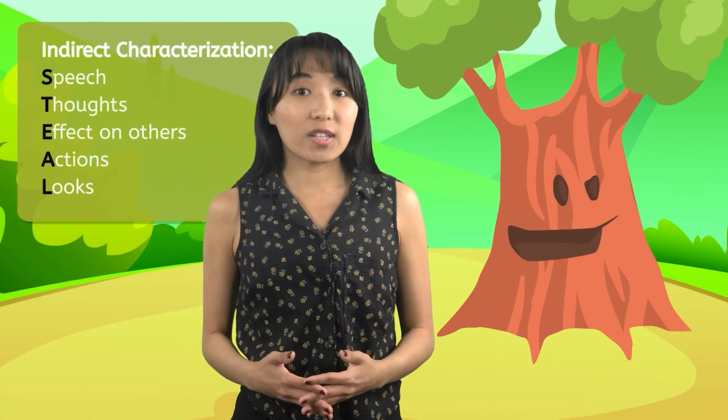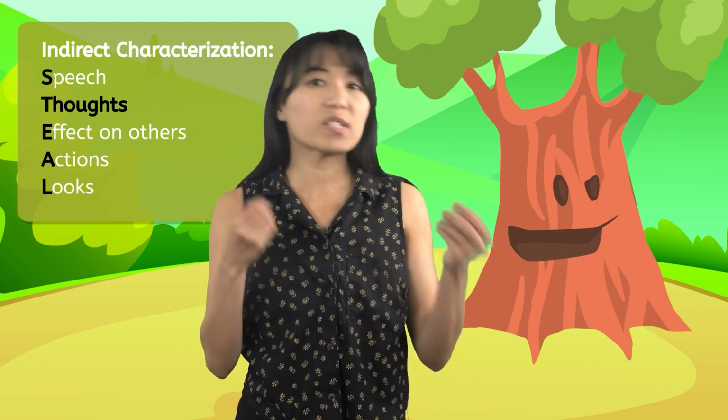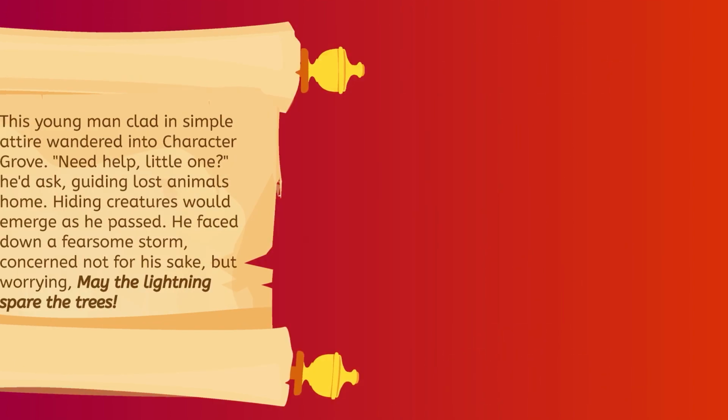Now, let's look for the character's thoughts. Authors might use italics to narrate what characters are thinking or just summarize their thoughts. Do you see any thoughts here? Take a moment to underline or highlight on your PDF. Down here, during a storm, he thinks, "May the lightning spare the trees."